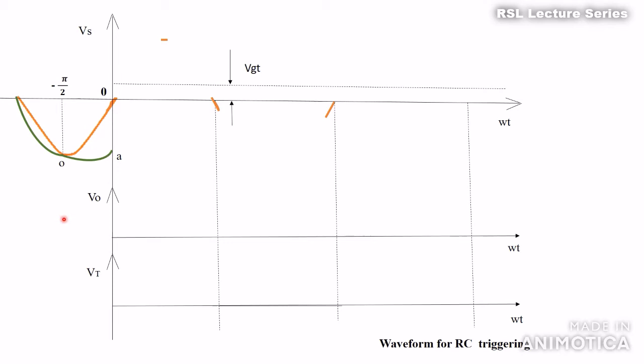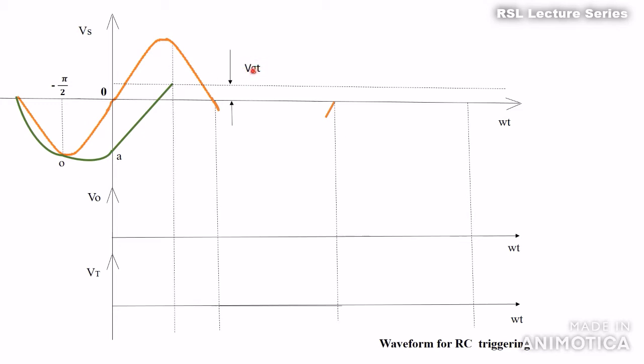Once the supply voltage reaches 0, it will start increasing in the positive direction, as we all know. Now the capacitor will start charging along with the supply voltage, increasing in the positive direction. Once the capacitor voltage reaches VGT, the gate triggering voltage, the SCR will start conducting.